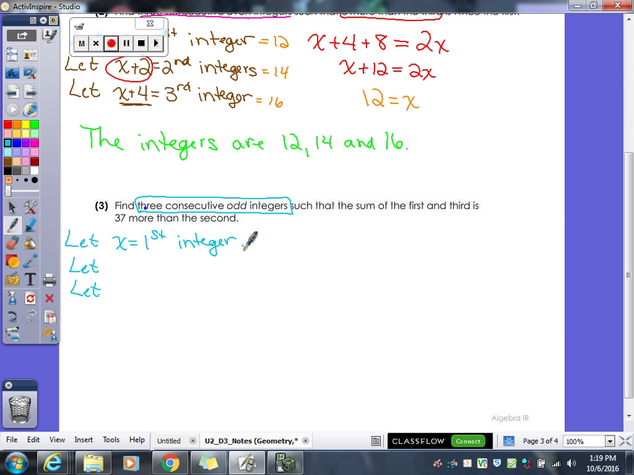This time we're doing odds. So what would our next integer be? X plus 2. Because remember, even though they're odds, you still add 2 to skip you to that next odd number. And then our third, x plus 4. I was thinking 4 because it's plus 4. All right, so x plus 2, x plus 4.